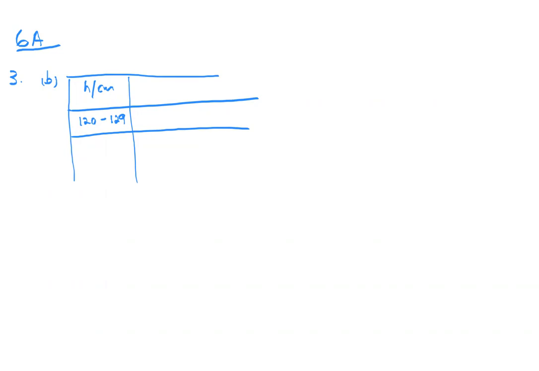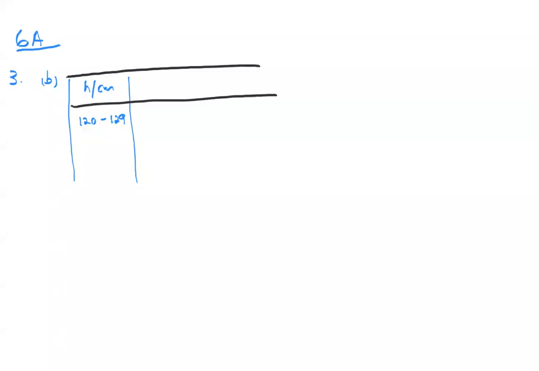Because if I want to key in the calculator, I have to find the midpoint, understand? So how to find the midpoint? Add up, divide by 2, middle. So 120 plus 129 divide by 2. That is how you find the midpoint. That is on page 171. You get me? Okay.